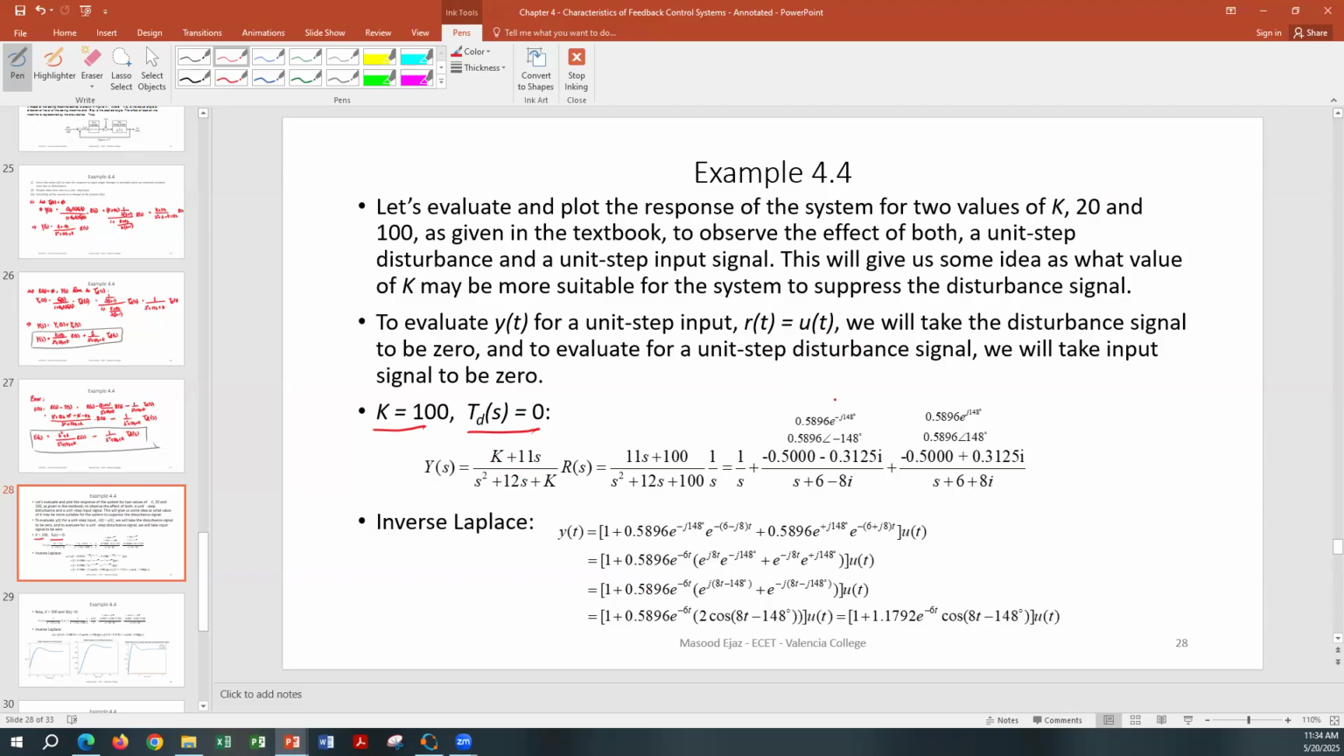After you perform the partial fraction decomposition and all those steps, it came out to be this expression right here: 1 plus 1.1792 e to the power negative 6t cosine(8t minus 148 degrees). So as you can see, the steady state value is 1. Therefore, the error is going to be 0. The steady state error is going to be 0 for K equal to 100 in this case. That's what we are taking, K equal to 100.